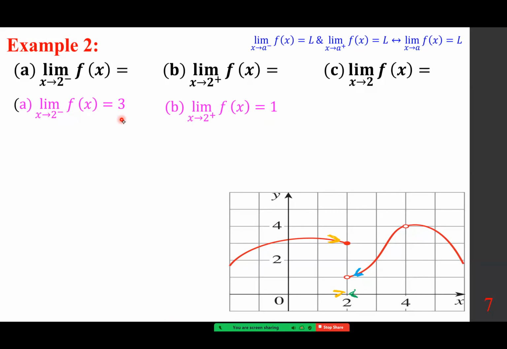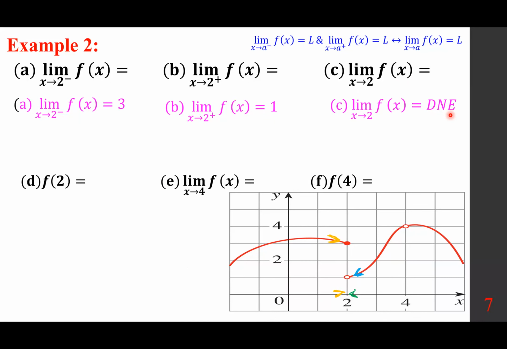Are these two identical? No. Therefore, this limit does not exist. D and E does not exist. Remember, the concept of a limit is we are not interested at that point, but rather close to it.